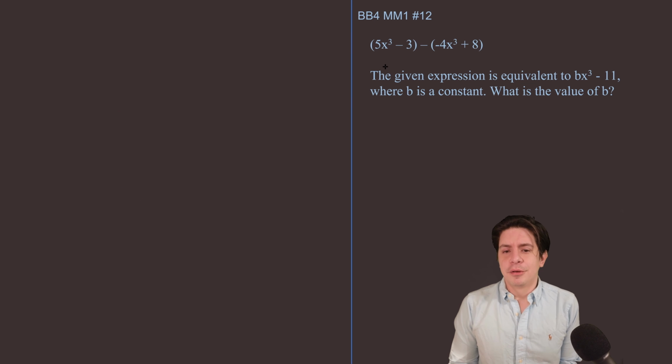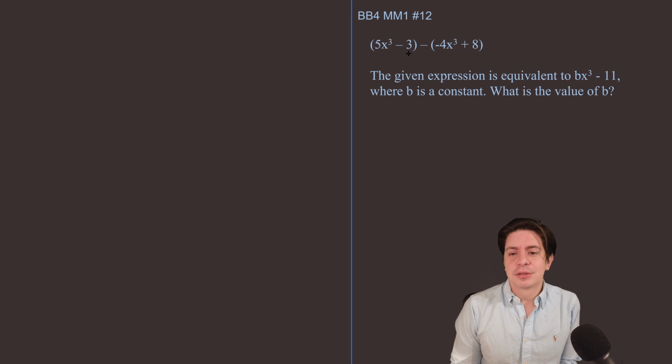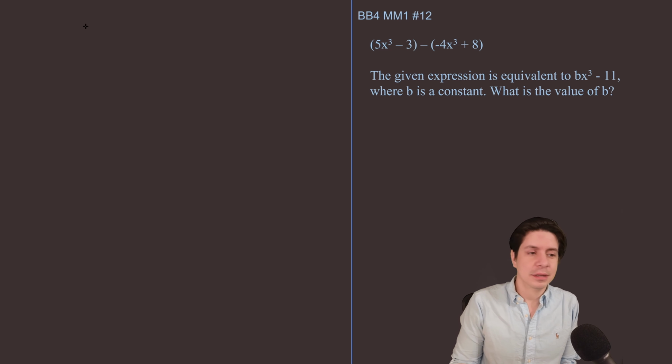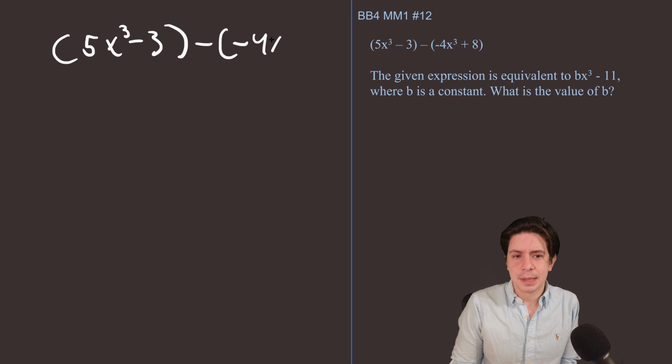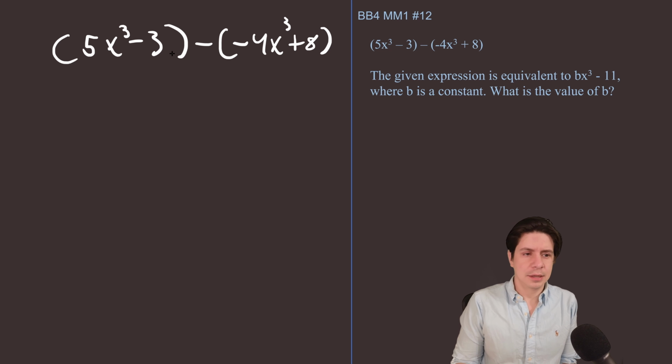And we have a polynomial here, 5x cubed minus 3 minus parentheses negative 4x cubed plus 8. The given expression is equivalent to bx cubed minus 11, where b is a constant. What is the value of b? So I'll rewrite it here. You don't really have to rewrite it. You should be able to do this in your head. What's going to happen is you're going to distribute that negative, and you want to make sure you distribute it everywhere, and then you should be good.